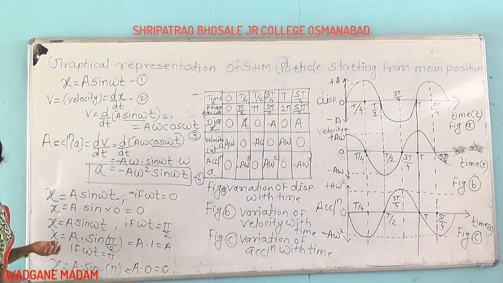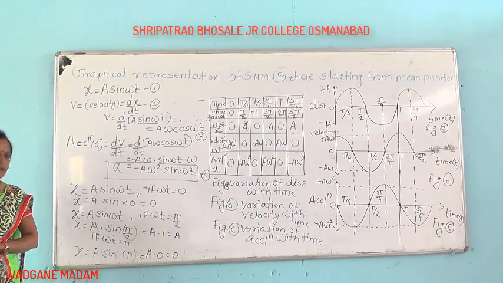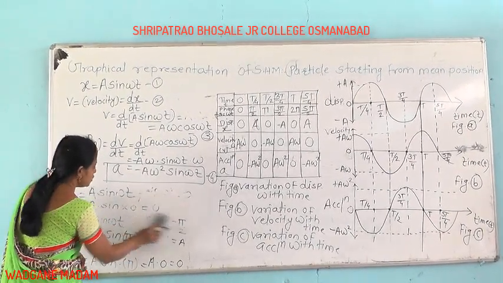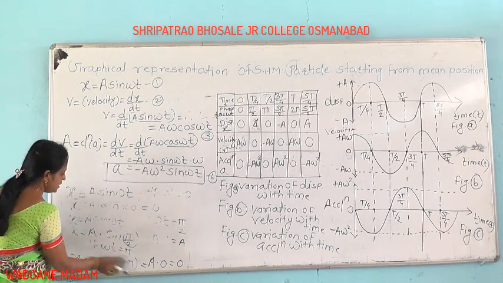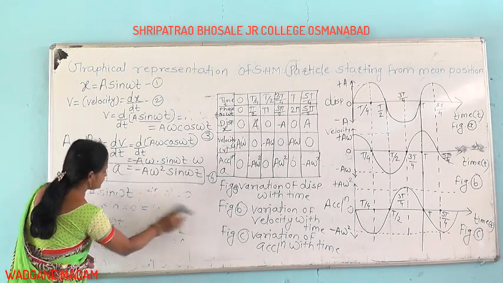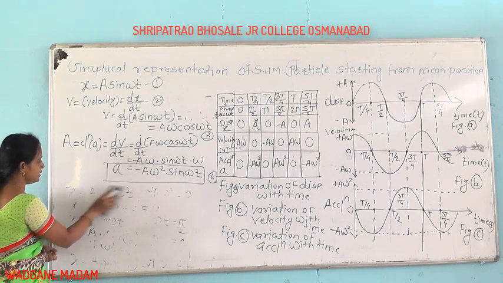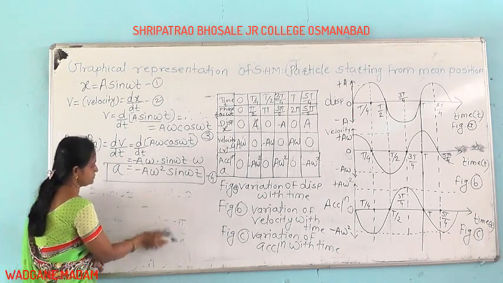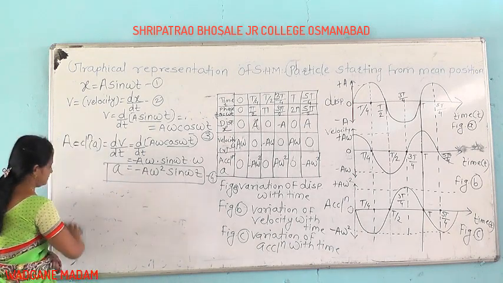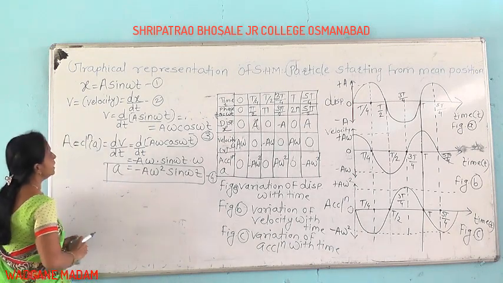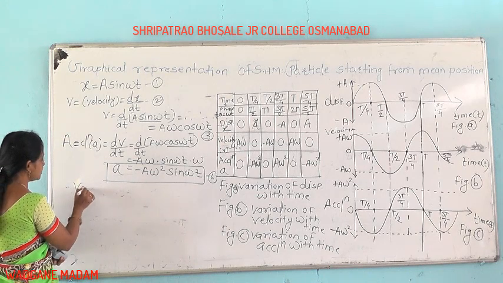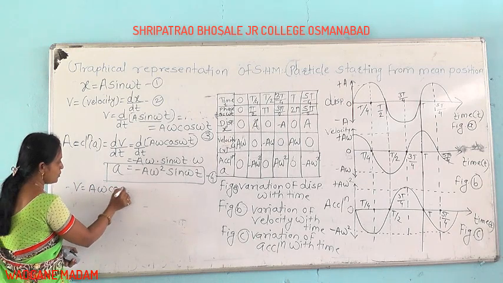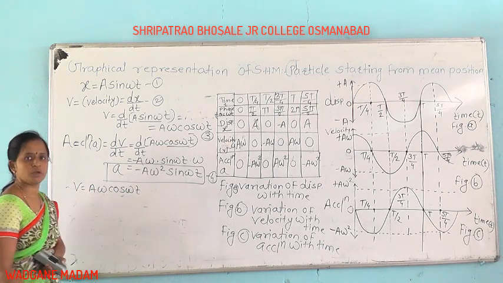Therefore, the displacement varies with respect to time. After that, we can consider the expression of velocity. Here, we can calculate it: v is equal to a omega cos omega t. This is the expression of velocity.